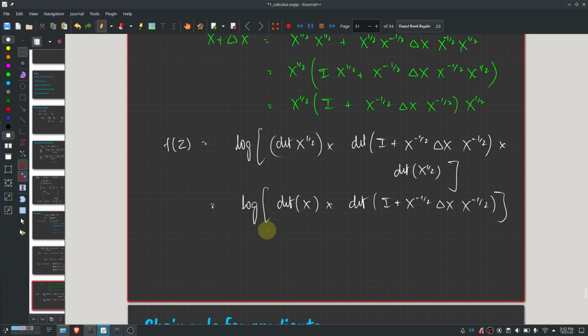But what is log of determinant of x? It is just f of x. So I've been successful in writing this as f of x plus something: log determinant of I plus x to the minus half delta x x to the minus half. Okay. Now I somehow have to be able to write this as the inner product between delta x and something, plus some quantity that is vanishing, plus some small error term. And this is where we need a few tricks.